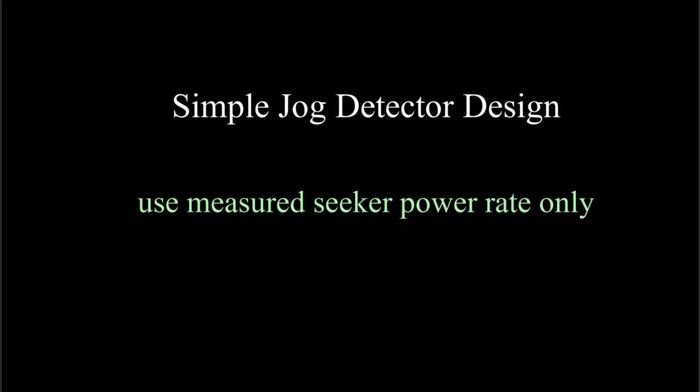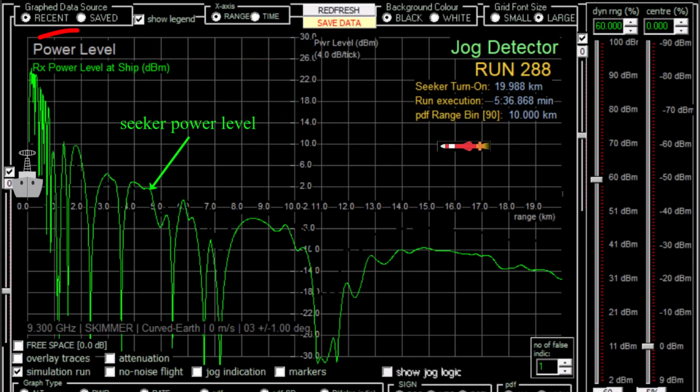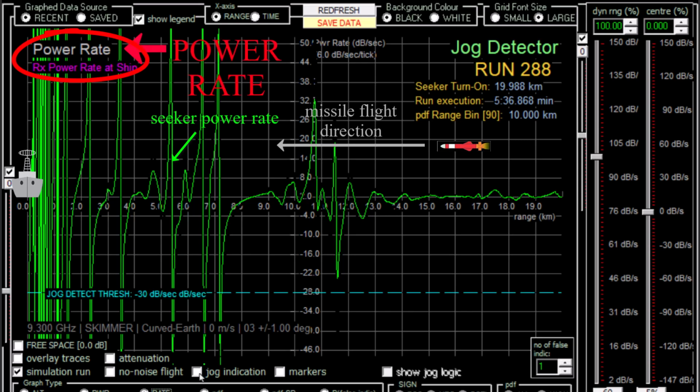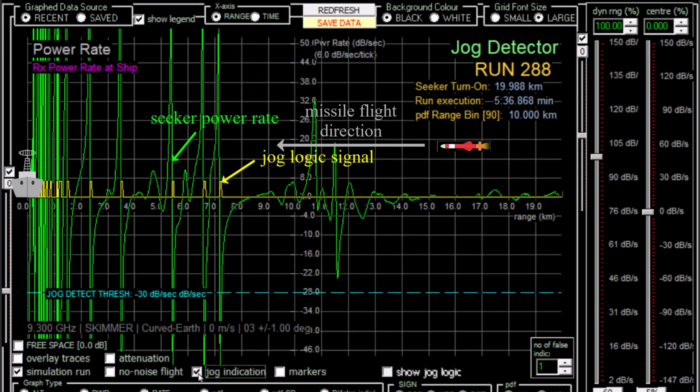Part 2, Simple Jog Detector Design. Now, perhaps the simplest jog detector is one based on measured seeker power rate. I'm not going to get into why that is, it doesn't matter. Here's an example graph of measured seeker power level versus range for a sea skimmer missile. And here's the corresponding seeker power rate graph. And here is the jog indication logic signal. Let's zoom in here.